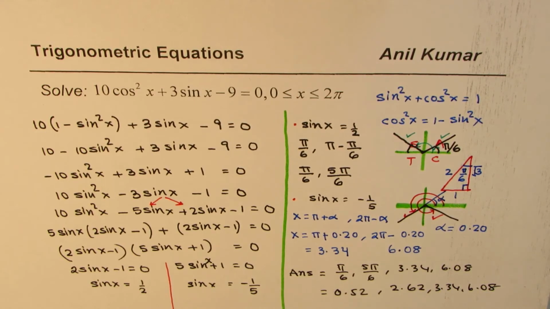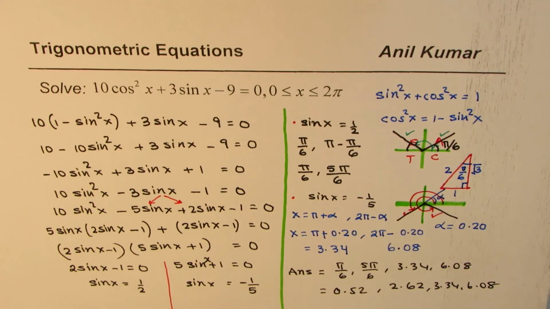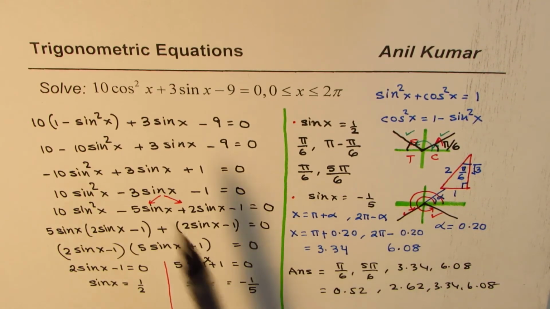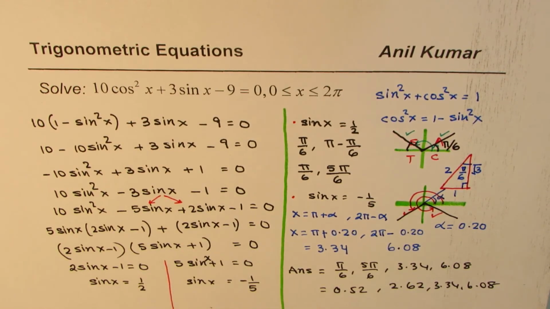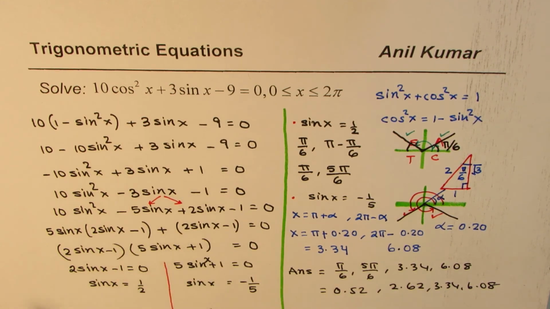I'm Anil Kumar and I hope that helps. So the idea here is, if you have a quadratic equation where you have 2 different trigonometric functions, write the equation in one variable, one type of function, then solve for the variable using factoring techniques.